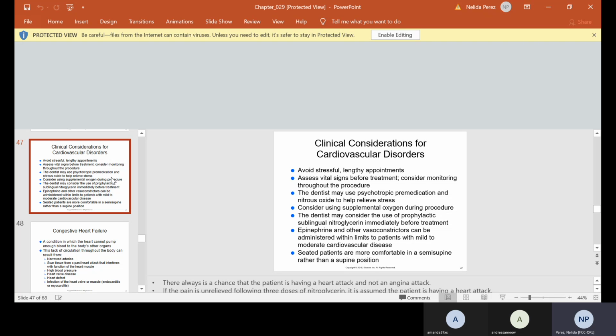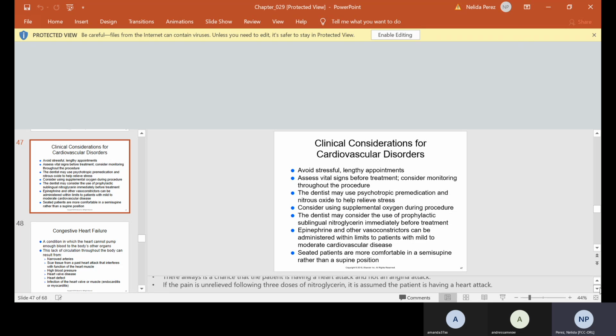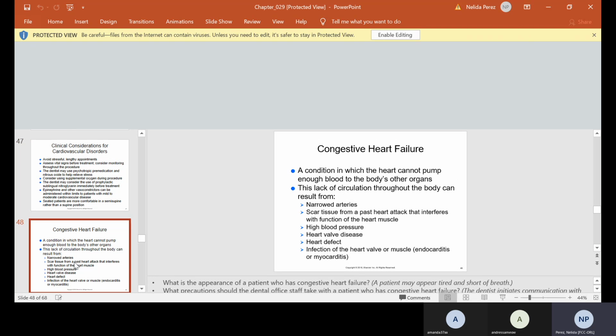Epinephrine and other vasoconstrictors can be administered within limits to patients with mild to moderate cardiovascular disease. So that means that we cannot give a lot of anesthetic. Okay, we have to make sure we limit it. And seated patients are more comfortable in a semi-supine rather than a supine position. Now, there is always a chance that a patient is having a heart attack and not an angina attack. If the pain is unrelieved following 3 doses of nitroglycerin, it is assumed the patient is having a heart attack.